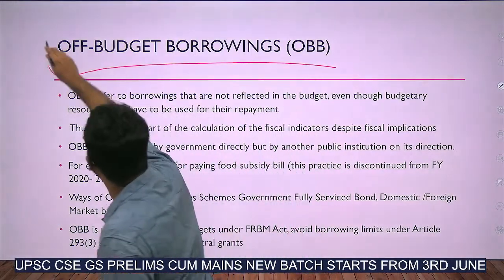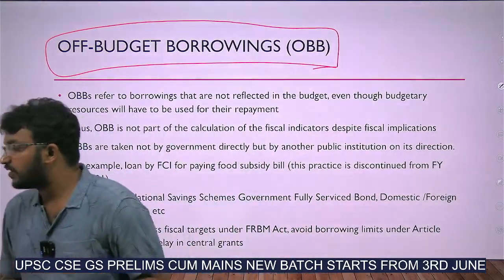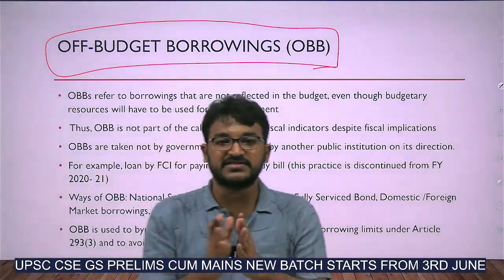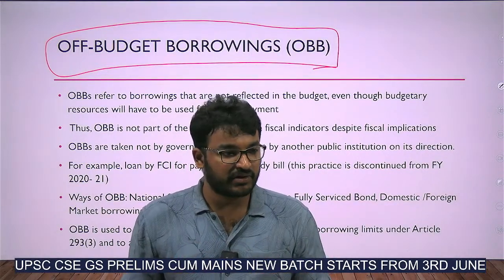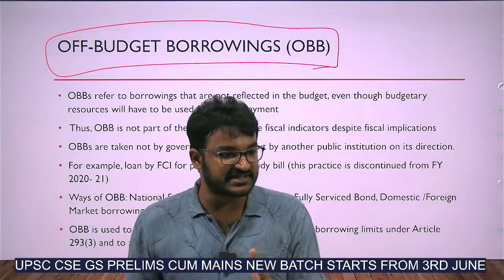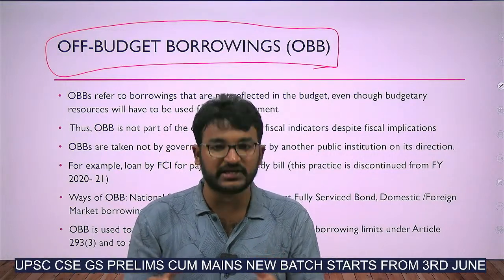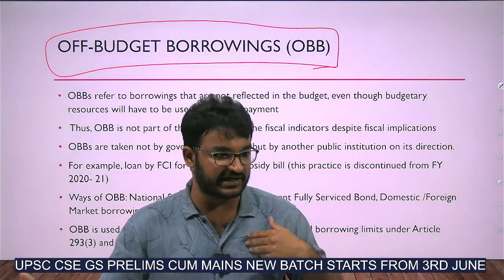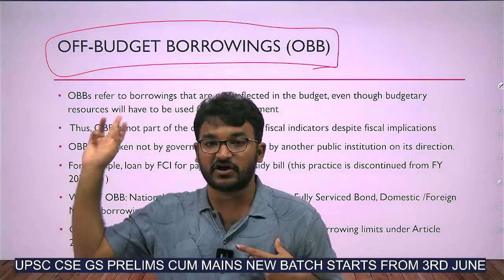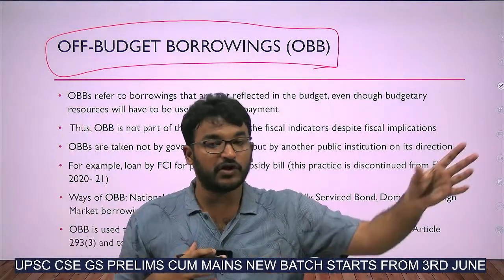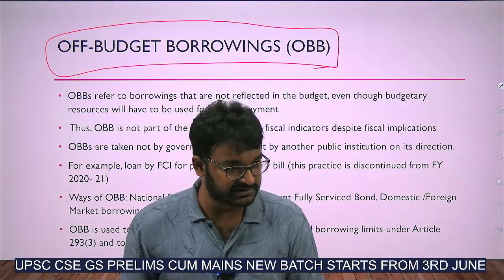Off budget borrowings. What is this? The name itself says off budget borrowing means these are borrowings. What is budget? Budget is a statement of receipts and expenditures. It will be calculating all the money which we will be spending and which we will be getting. Borrowings are the money which we are getting. But these off budget borrowings will not be accounted in our budget. That's why these are called as off budget borrowings.